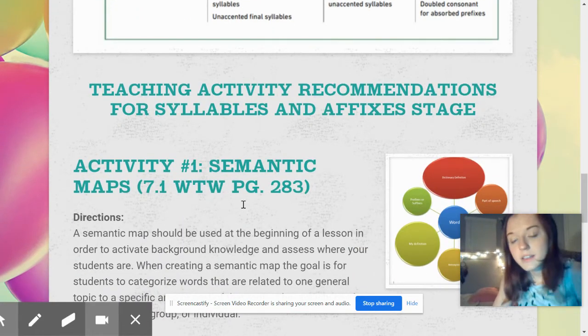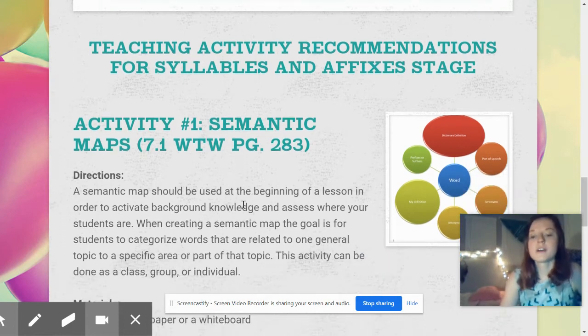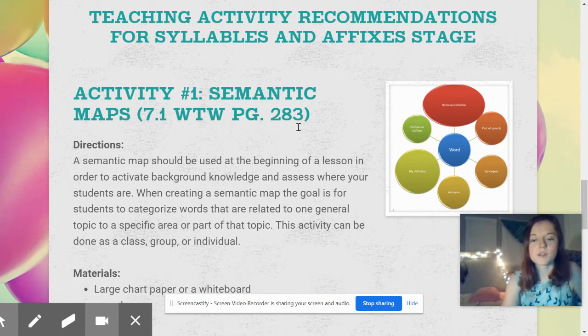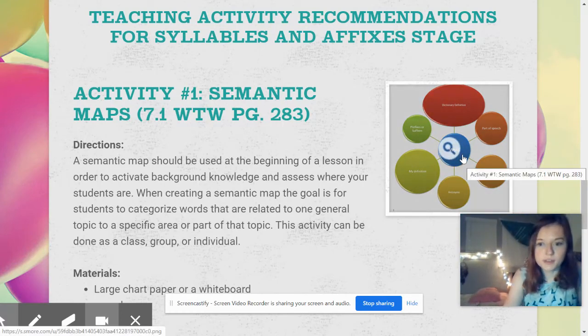And for my teaching recommendations, I have 3 activities. My first one is a semantic map, which I thought was great. It makes it to where students can pick a word out of maybe their book that they're reading independently, put their word in the middle and find a definition, using their own definition.